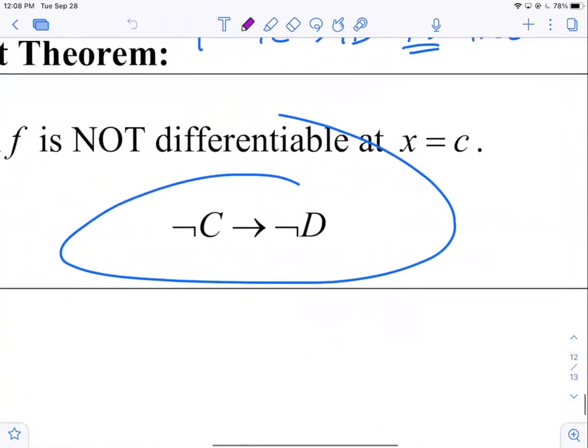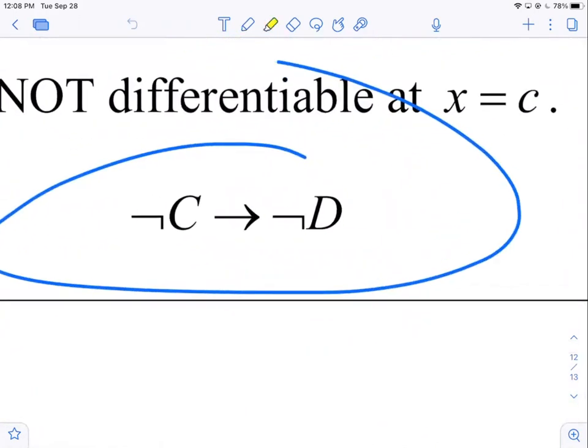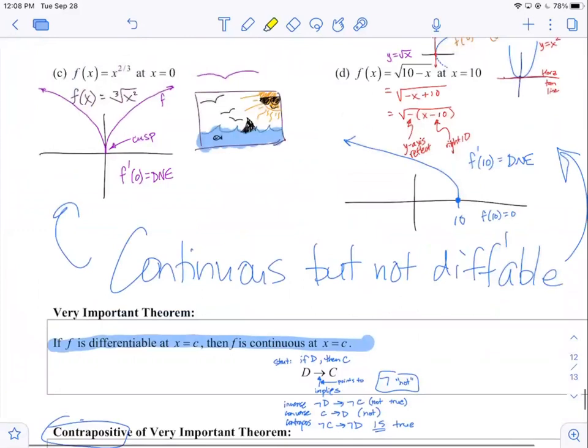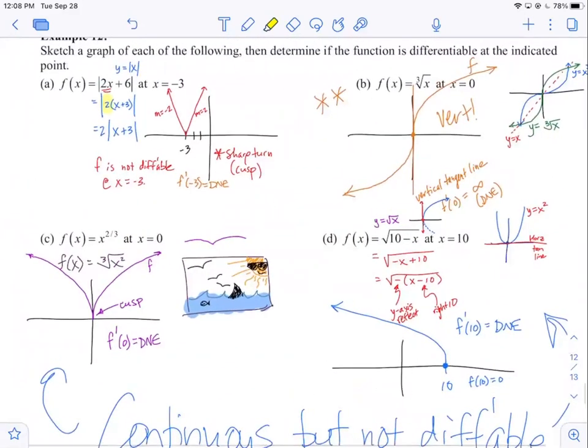So, symbol, logical, mathematics, logic, the symbols can be kind of weird, but that is the symbol for not. So if a function is not continuous, it's not differentiable. And we know that because continuity is a necessary precondition. So we really have a whole mess of examples now where a function is not differentiable.